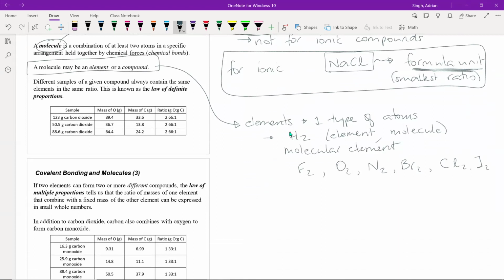So in addition to that, your molecules can also be compounds. And we saw an example of this at the very beginning of this section, where we have two or more different types of elements. A very simple example of this would be H2O, water, where we have two hydrogens and an oxygen. This would be a molecular compound or a covalent compound.